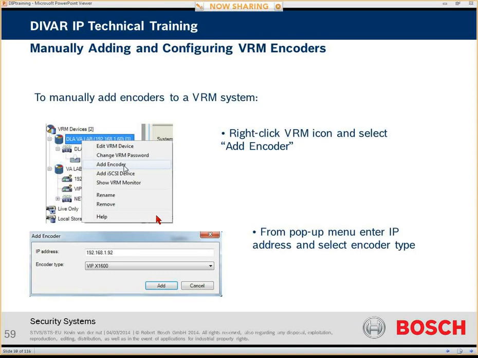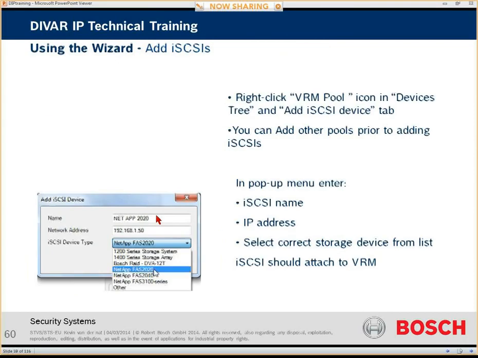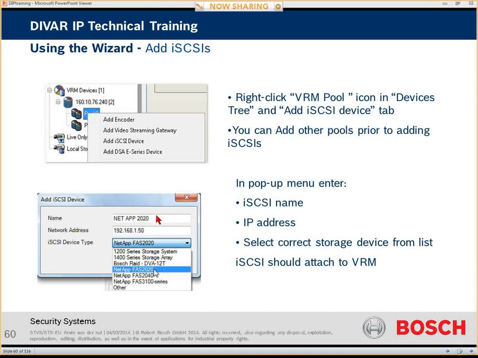If we look at manually adding a device, then of course we select the Add Encoder type. Then we enter the IP address, select the encoder type from a drop-down list, and simply say Add into the configuration. And finally, of course, we have our encoders and cameras in the configuration.